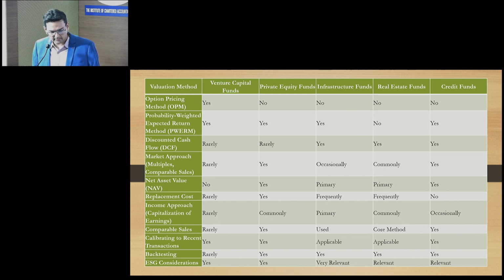NAV is not necessarily used. When it comes to replacement cost, again, because the investor's point of view is different, investors think from a future growth prospect, so that's why the NAV method or the replacement cost method is avoided. The income approach, which is capitalization of earnings, can be used sometimes, but rarely, because most of the early stage companies are in losses, so it takes time to come into profits.